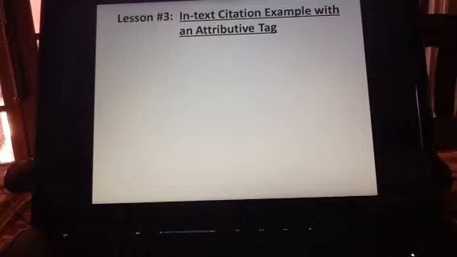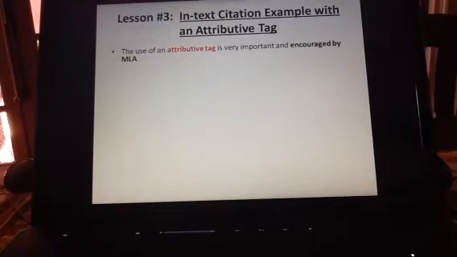All right, so let's talk about the example with the attributive tag. Like I said before, MLA suggests that you use the attributive tag. It's encouraged by MLA because it signals credibility to the reader, because you're citing your source, showing what the experts say or what the data says and where you got it from. Remember, a big part of research is using reliable and credible sources. So it is to your advantage to cite and make it clear to the reader that you have accurate, up-to-date information.